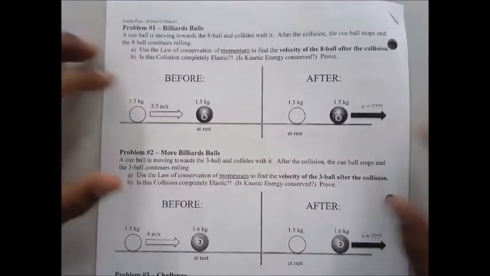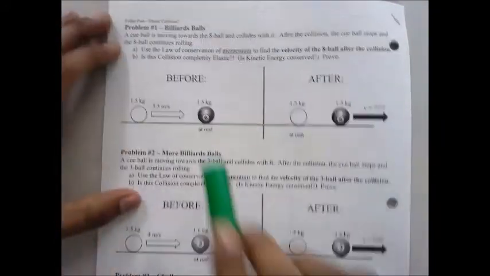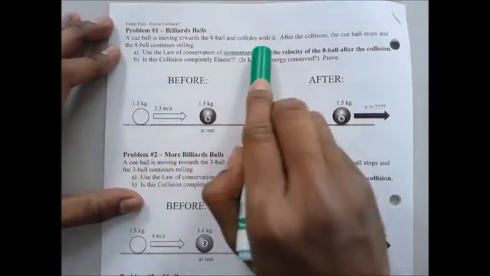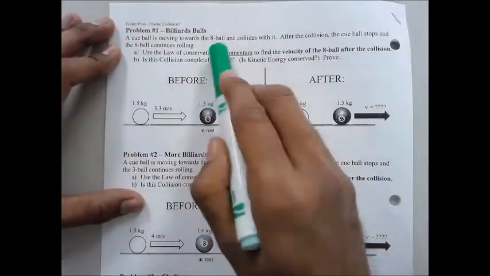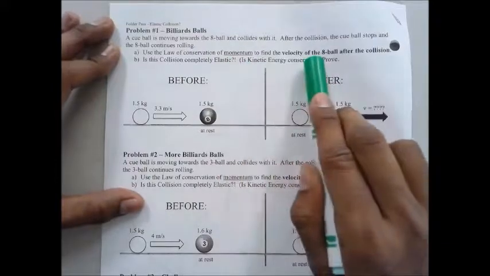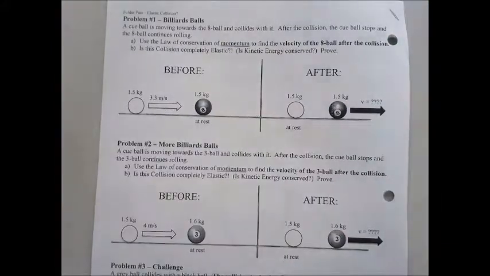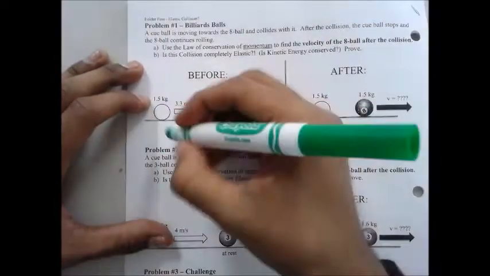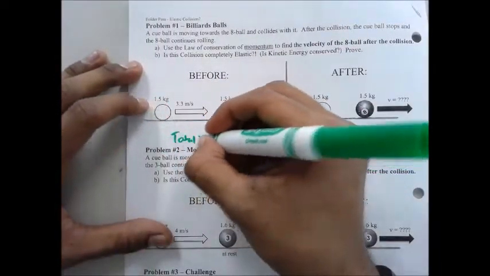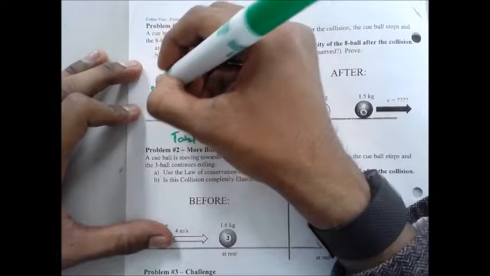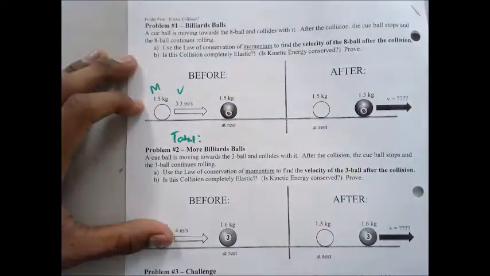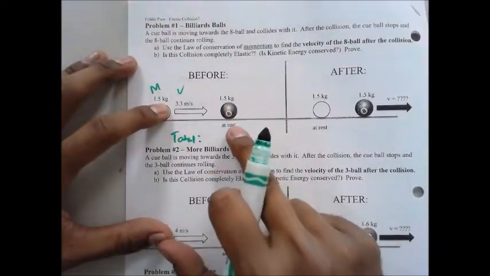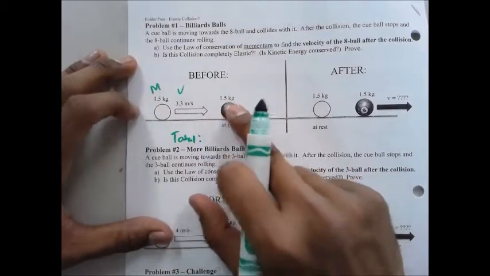All right. Problem 1: billiard balls. So we have a cue ball moving toward the 8-ball and colliding with it. After the collision, the cue ball stops and the 8-ball continues rolling. Use the law of conservation of momentum to find the velocity of the 8-ball after the collision. All right, so before the collision, total momentum depends on just this white ball. This has a mass of 1.5 kilograms and the velocity is 3.3. The other ball is at rest, so it is not contributing any momentum. The momentum here is 0.